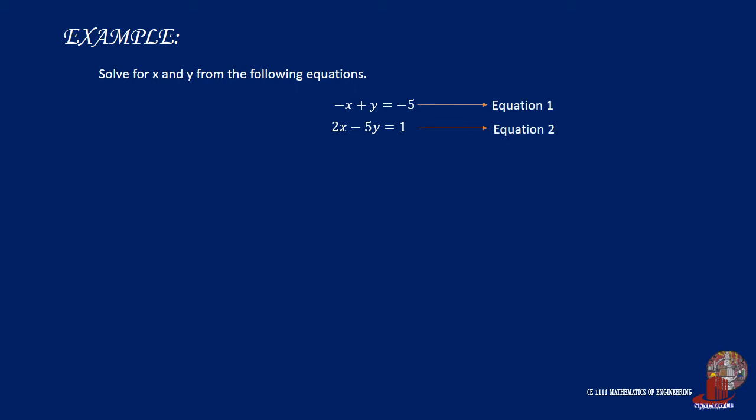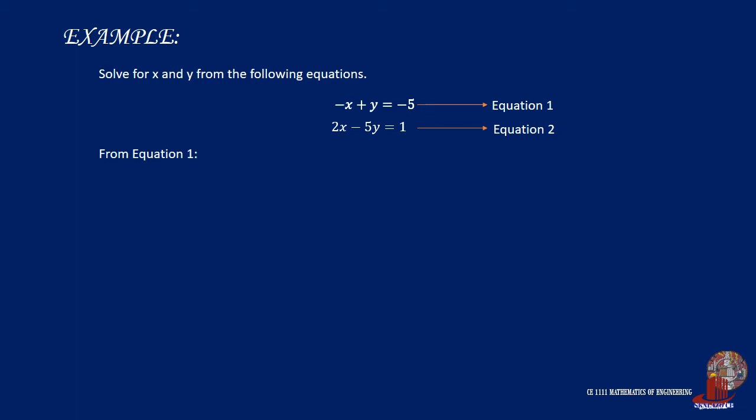Take this for an example of substitution. Solve for x and y from the following equations. Negative x plus y is equal to negative 5 and 2x less 5y is equal to 1. Let's denote the first equation as equation 1 and the other as equation 2.